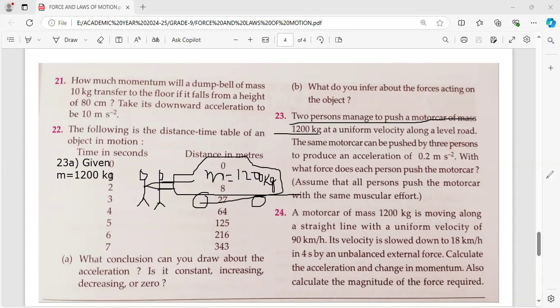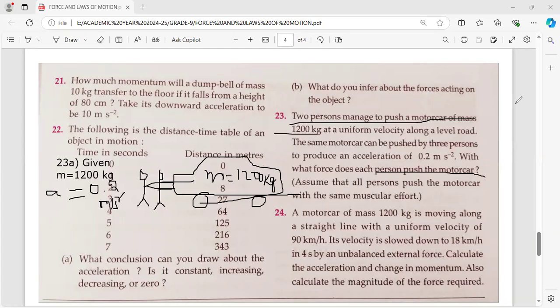Now, what is the uniform velocity along a level road? The same motor car can be pushed by three persons to produce acceleration, and acceleration is also given. What is acceleration? Acceleration is 0.2 meter per second square, and mass value are given. With what force does each person push the motor car?